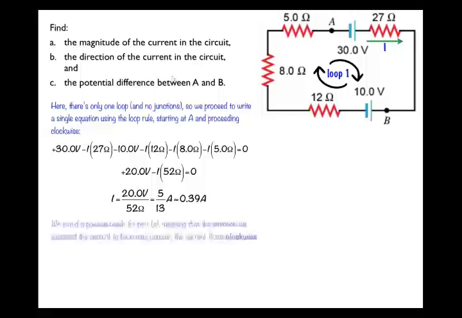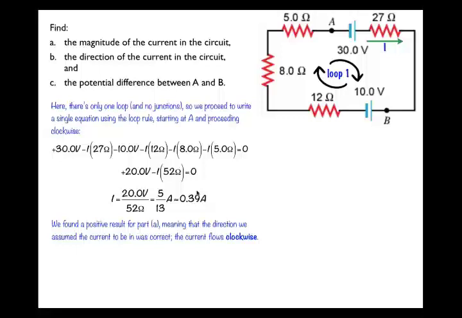Our answer came out to be positive, and that means that we guessed the direction of the current correctly when we started. If we guessed that the current was going counterclockwise around the circuit, and we did all the equations set up correctly, and we did the math correctly, this would come out to be a negative value, but it would have the same magnitude, and that would tell us that the current would be traveling in the opposite direction to that which we guessed.